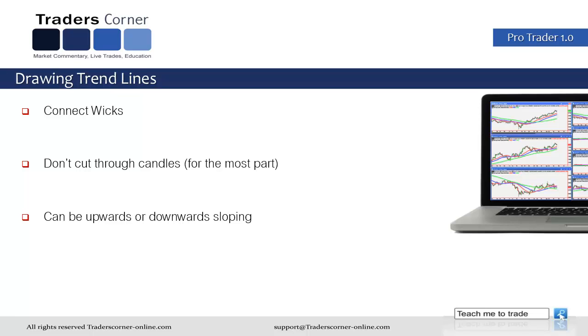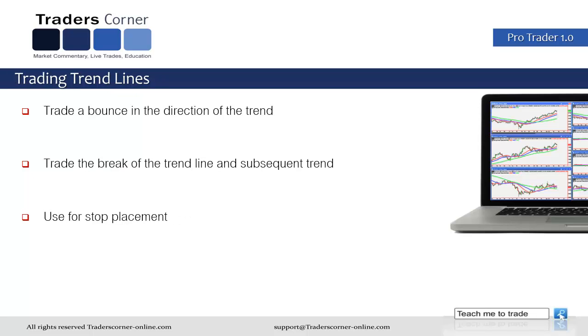And it's important to remember that our trend lines can be upward sloping or downward sloping. So if you're in an uptrend, you'd be connecting the swing lows. And if you're in a downtrend, you would be connecting the swing highs. And I'll show you more of that in just a few seconds. But before we look at an actual chart, let's understand how we can trade these trend lines.